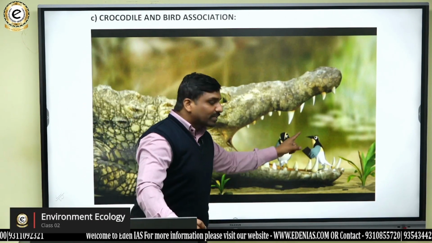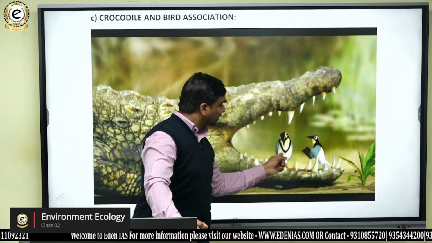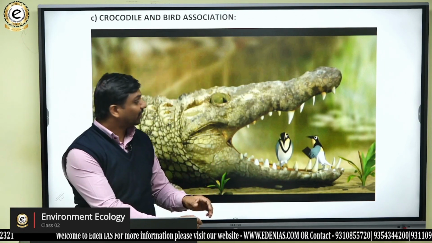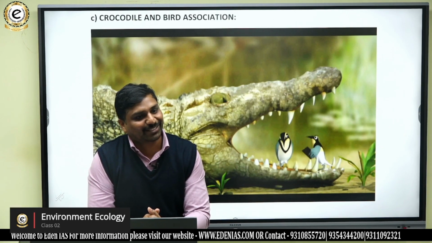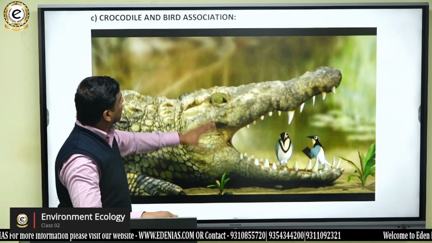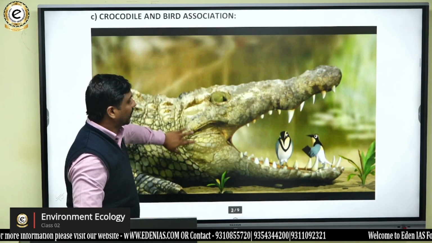And during this process, the birds will get their food. For the crocodile, there is no need to brush the teeth. Simply these birds will perform that function, so they will clean the teeth. So in one way, the crocodile is getting benefited and the bird is getting its food also, right? So that's how it is also one mutual interaction, right?